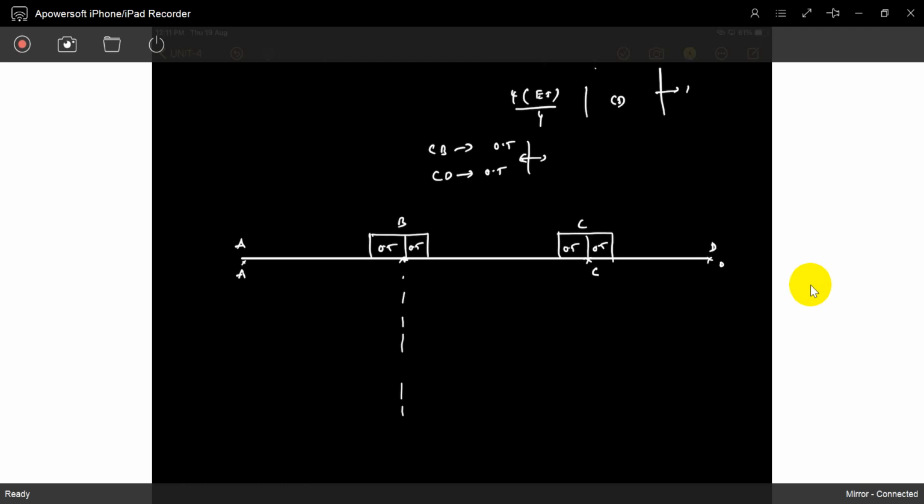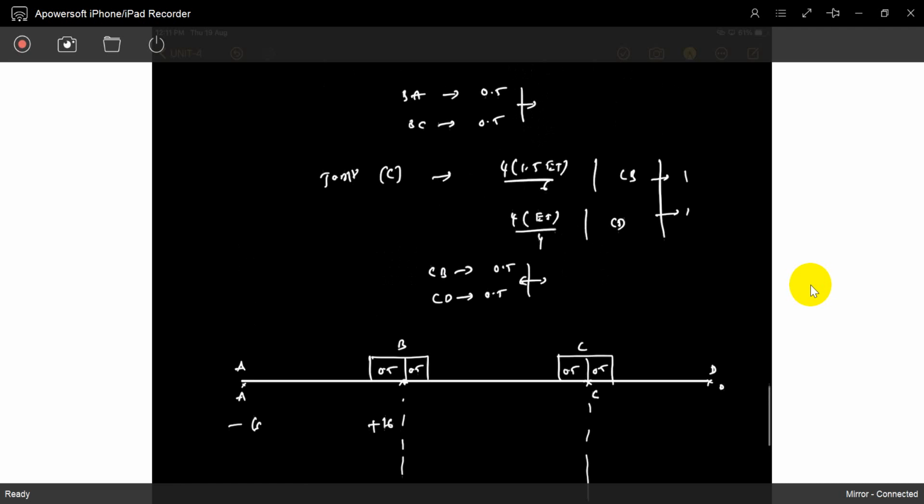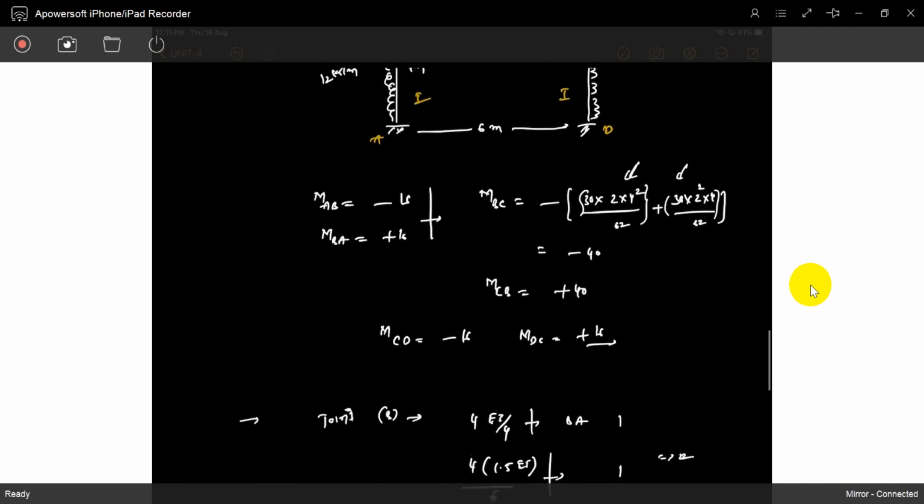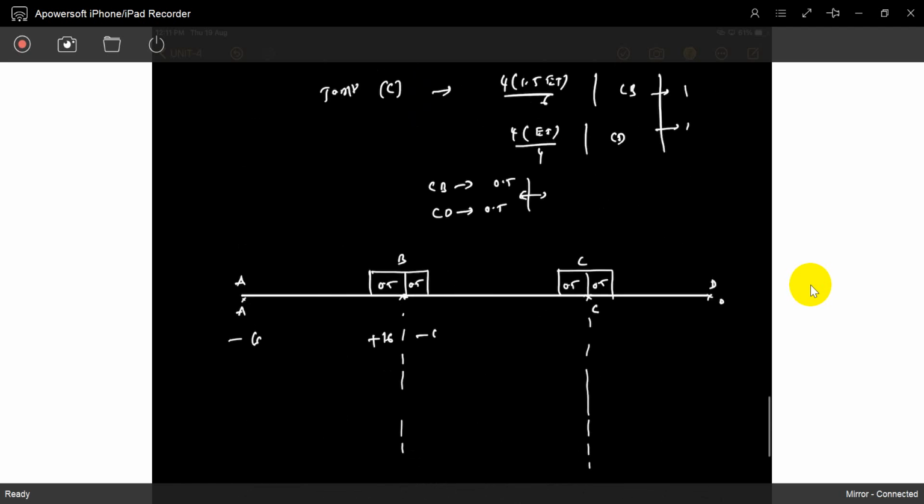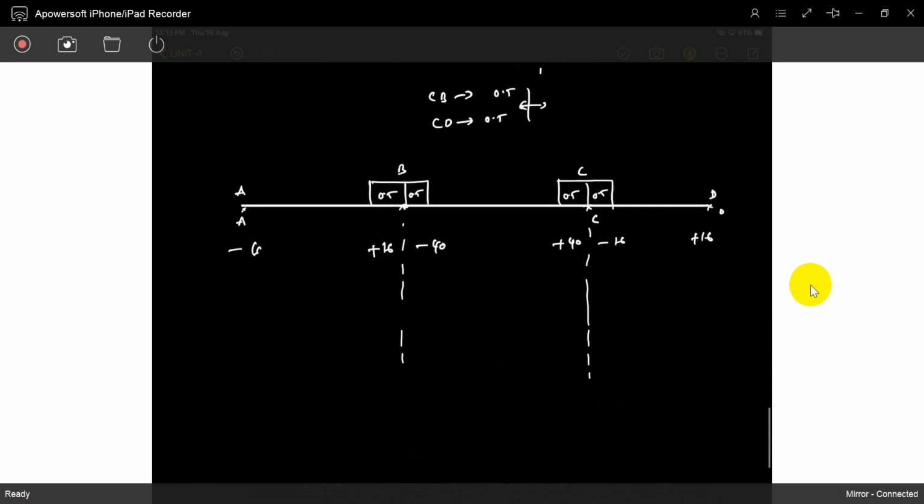So write down fixed end moments. It's minus 16, plus 16. Minus 40, plus 40. Again minus 16, plus 16. That's it. Very simple problem.